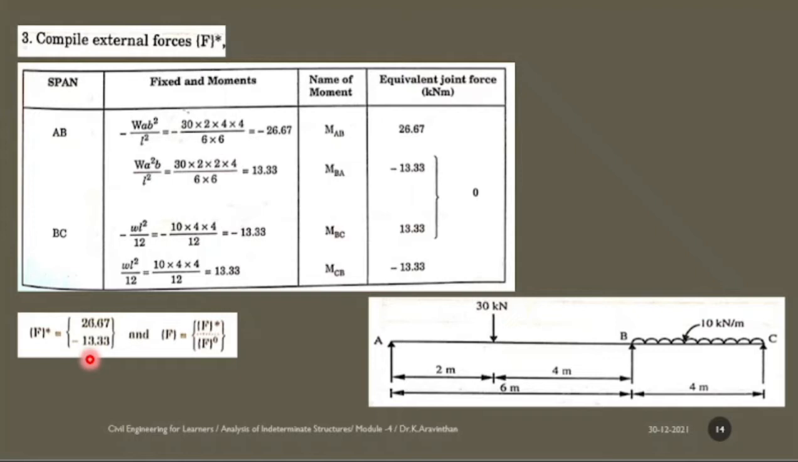Note here that you should apply F star as the equivalent joint force, not the fixed end moment. You will be getting a fixed end moment of 26.67, but here you can see that it is plus 26.67. Whenever you write F star, you should be aware that you are substituting the equivalent joint force only.